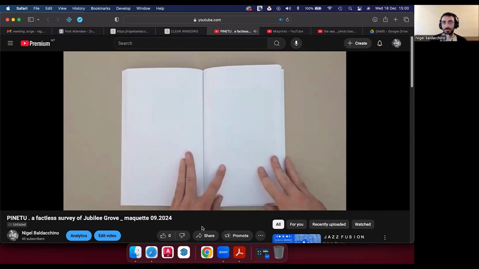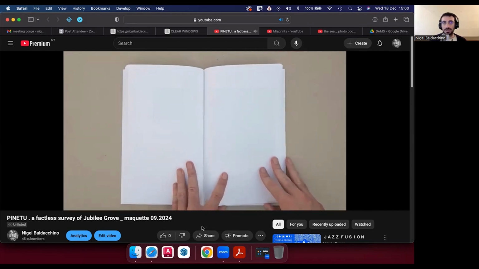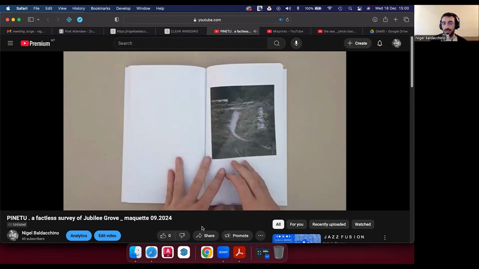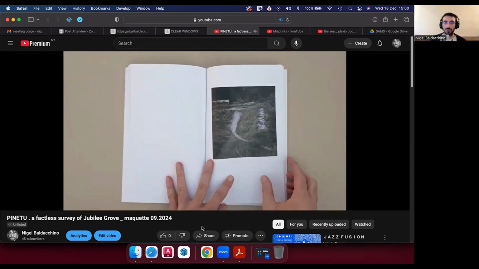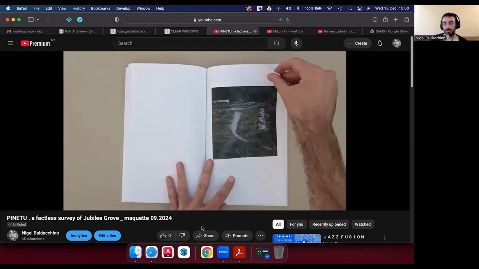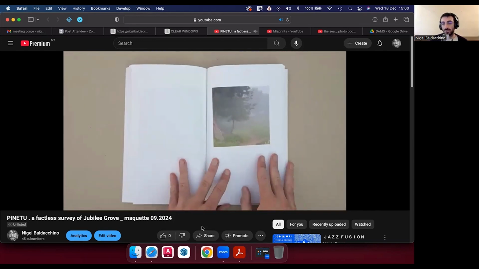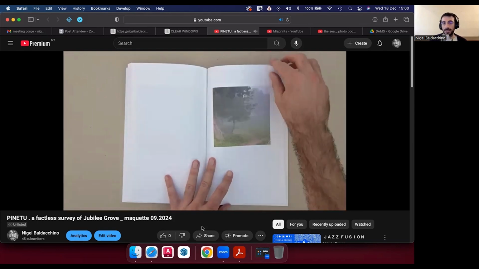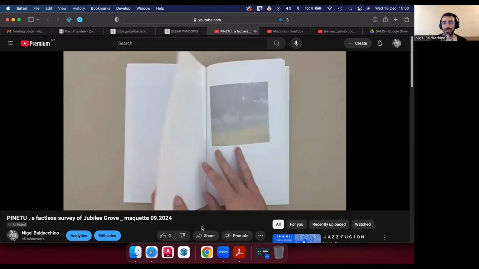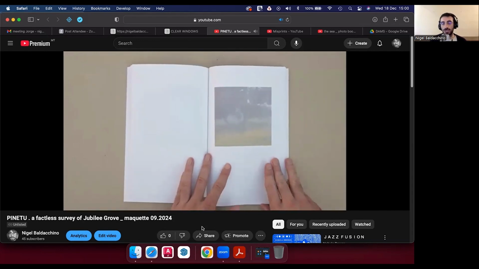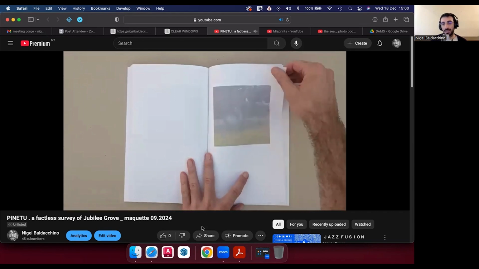And that is, like I talked about this before, a project, even if it's called Pinetu, even if it is about the park, etc. But it's much more about the way of looking rather than what is being looked at. That is what encapsulates this project for me.